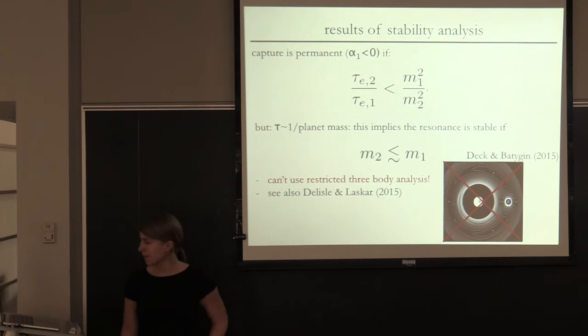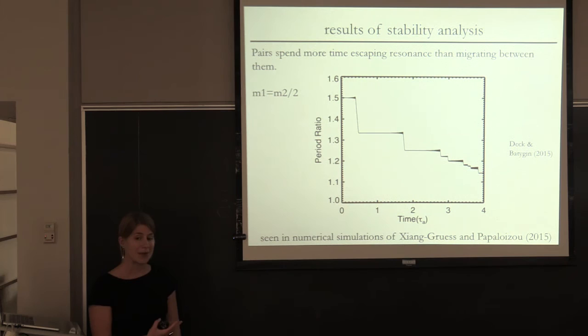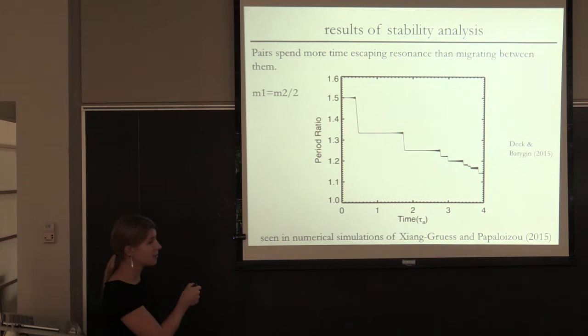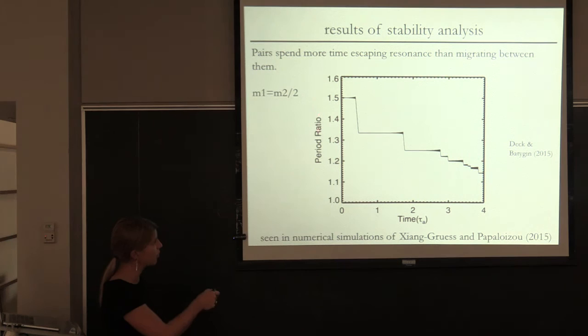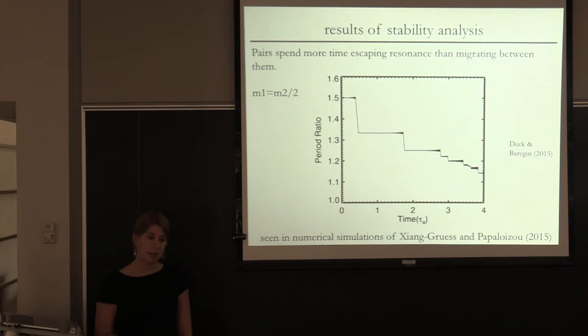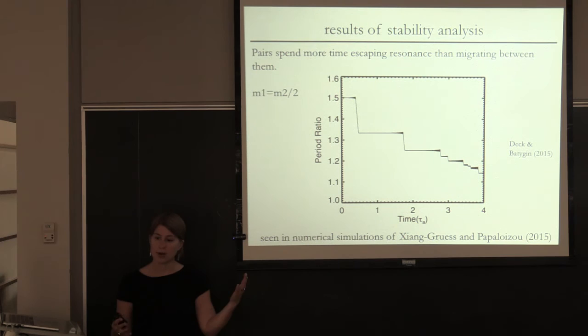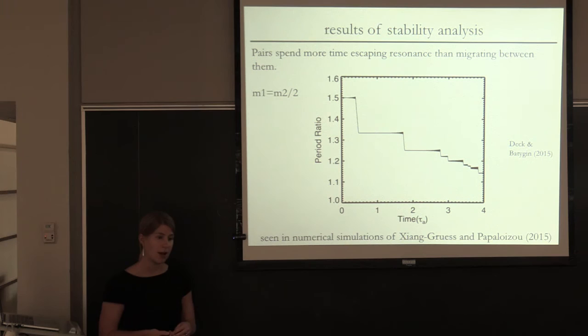Another one of our results was that the pairs actually spend more time in resonance than migrating between them. So these are now comparable mass planets, so you can get the outer planet more massive, so you can get the instability to happen. And what you see is that they break out of resonances, and resonances are these horizontal lines on this period plot, but by and large, they spend most of their time in a resonance of some kind. And so what that means is that if at some point you have a population of planets undergoing this behavior and the disk dissipates, you'd still be left with a population that's preferentially near resonances and not in between them.